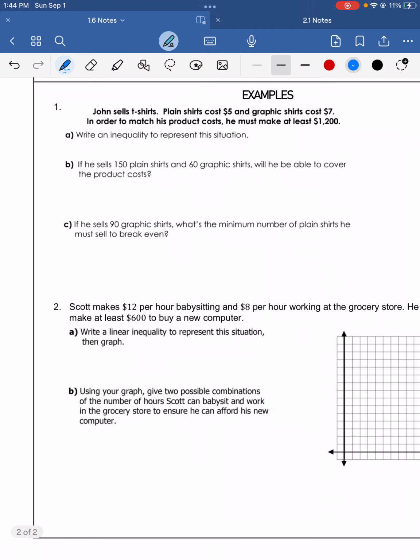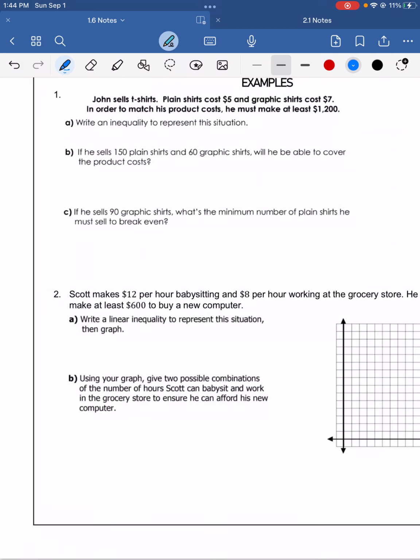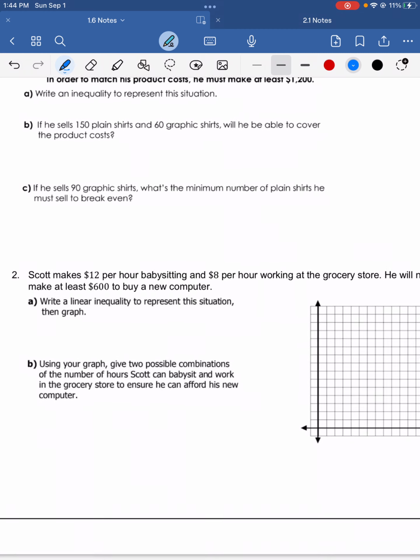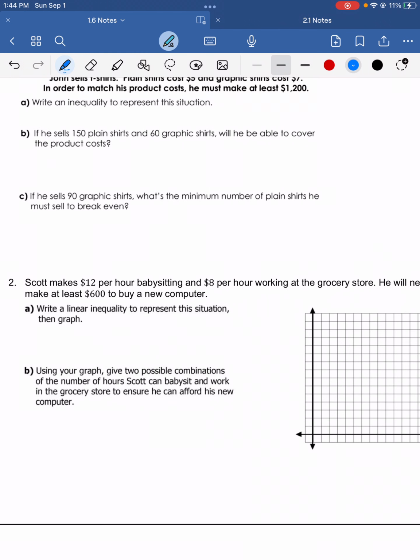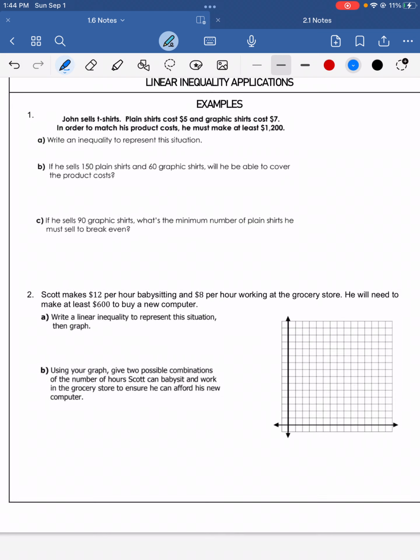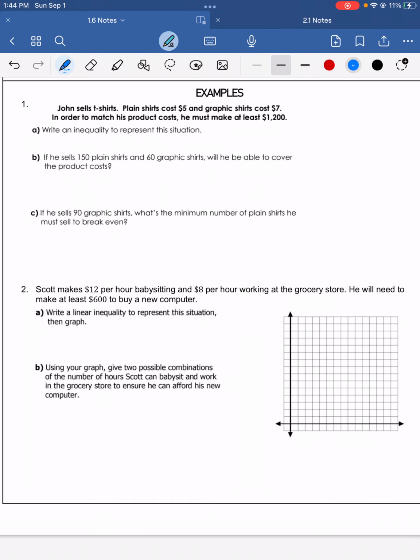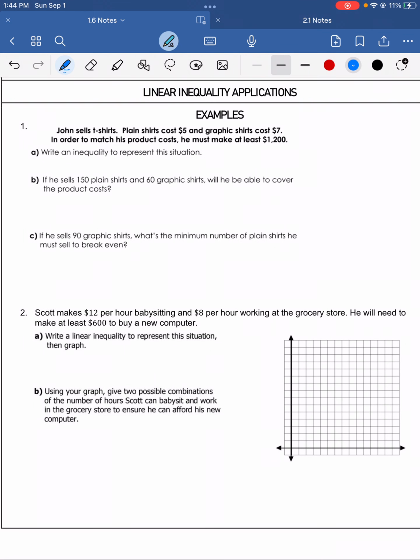Try and figure out which one I want to do. Let's do number 2. So Scott makes $12 per hour babysitting and $8 per hour working at the grocery store. He will need to make at least $600 to buy a new computer. Okay. So we need to write some sort of equation for this.